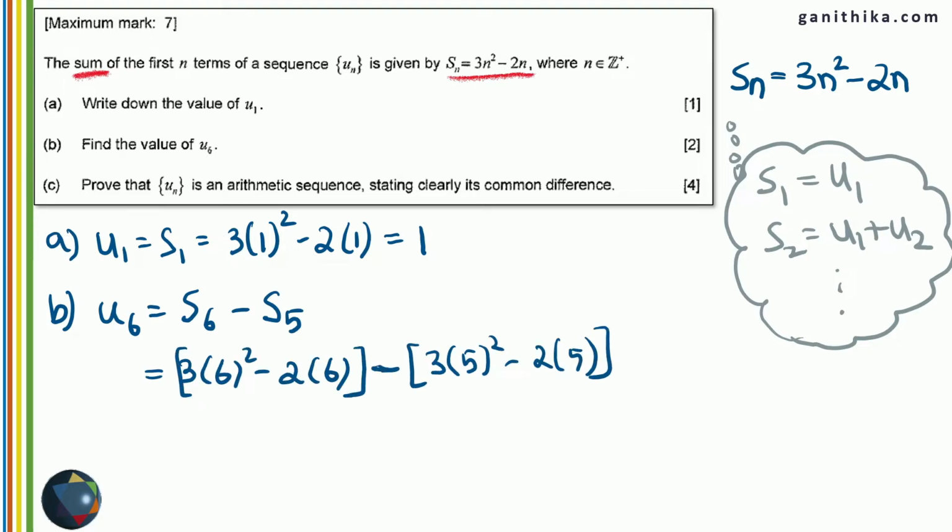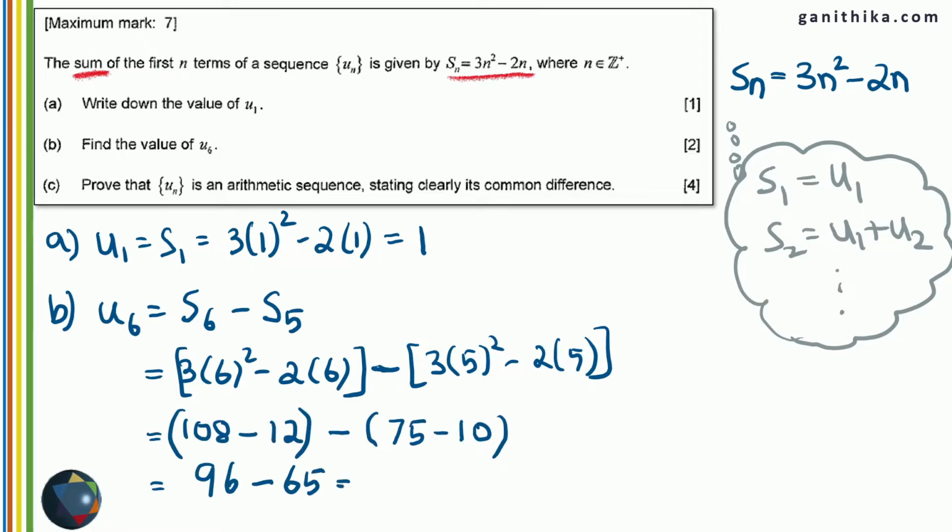So you can simplify this in your notebook by pausing the video here. Then if you simplify, you will be getting the answer as 96 minus 65, which is 31. So the 6th term in the sequence, whichever sequence it is, we are not sure whether it is geometric or arithmetic. But whatever the sequence is, we have that the 6th term of the sequence is 31.